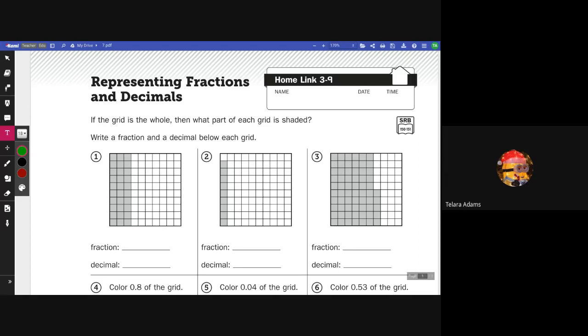We are going to continue representing fractions and decimals. If the grid is the whole, 100 parts in this case, 100 pieces, then what part of each grid is shaded? You are going to write a fraction and a decimal below each grid. So under each grid, we are going to write the fraction and decimal that's represented.